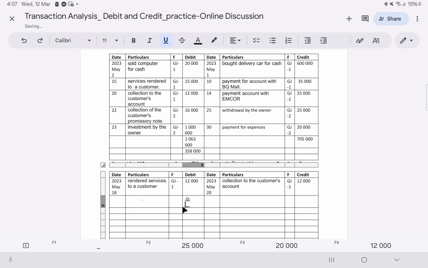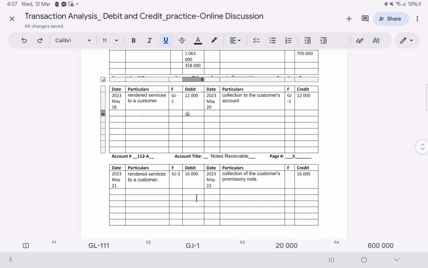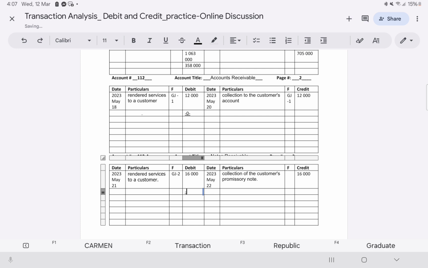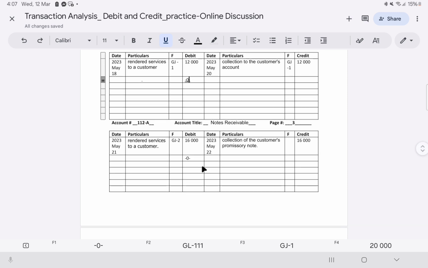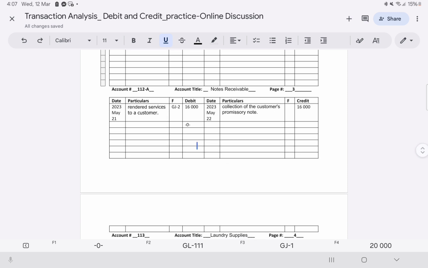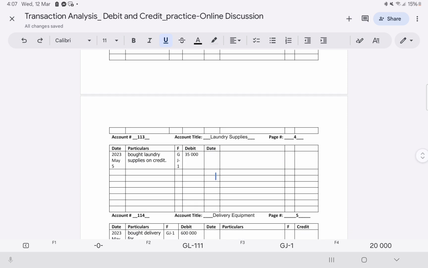So wala man ko'y kungan. I am using the Google Form, so I cannot double line here. So muna siya. Accounts receivable, and the notes receivable also 0. Okay? Kung mag-closing, no? Kung mag-closing na ta. So 0 na ang utang.